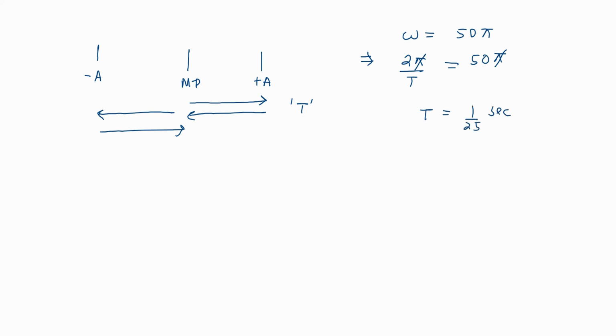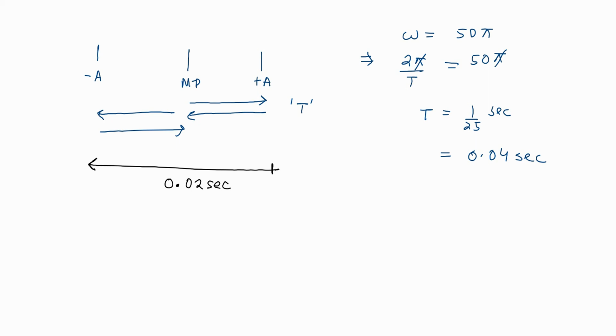1 by 25 second, which is equal to 0.04 seconds. So this is the complete time period. If I take the time in which the particle reaches from one extreme to the other extreme, then it is going to be half of the time period, that is 0.02 seconds. So the time taken to reach one extreme is already calculated.